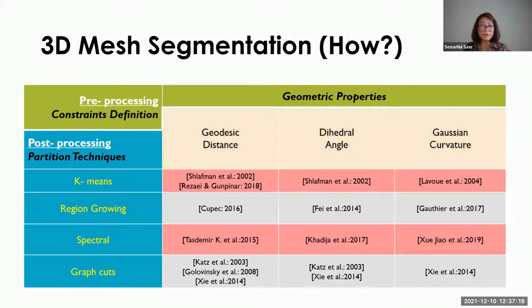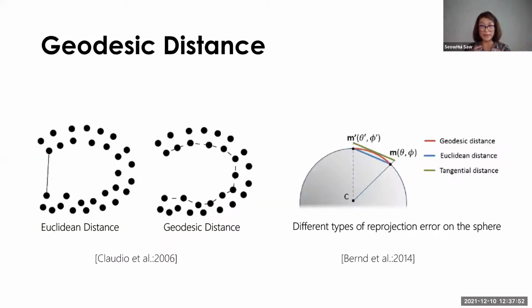No matter what algorithm is used for the mesh segmentation, the most important factor affecting the result is the criteria or the constraint that I have just mentioned for deciding which elements belong to the same segment, and the choice of the constraint imposed on the partitioning process later. I have surveyed a lot of papers, and normally they use geodesic distance, dihedral angle, and Gaussian curvature as their constraint. Let's take a brief look at the explanation.